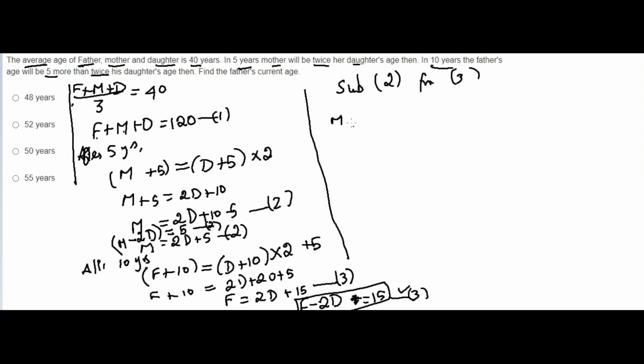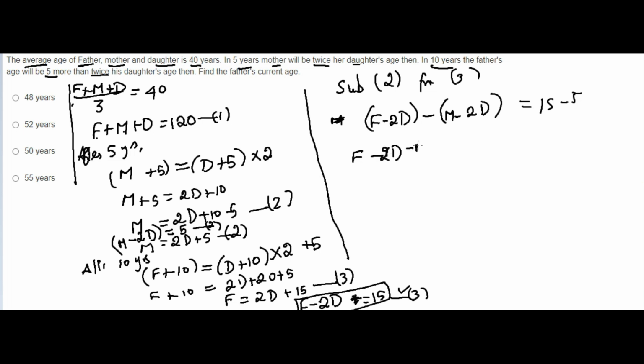No issues. So subtract 2 from 3 means what? You take 3 and eliminate 2. So 3 is F minus 2D on the left hand side, and then minus M minus 2D, eliminating 2. On the right hand side we consider only the constants. There is 5. Here it is 15, so 15 minus 5. So F minus 2D.